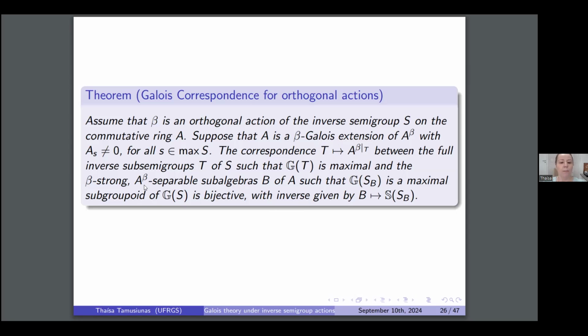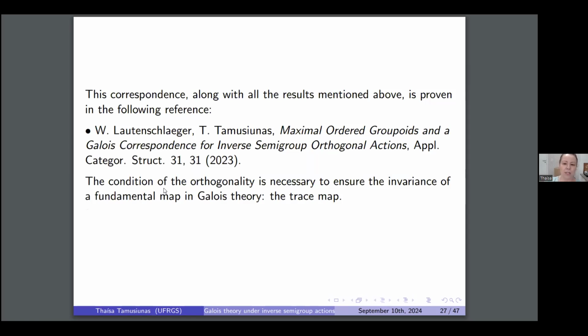Well, beta strong and A beta separable is equivalent to Galois. So here, these two conditions together, it's proven, and we can prove that this is equivalent to Galois. So here we are taking subalgebras that are Galois. But the point is, this is not the best correspondence. And the reason is because of the orthogonality. But this result that I put here is in this reference.